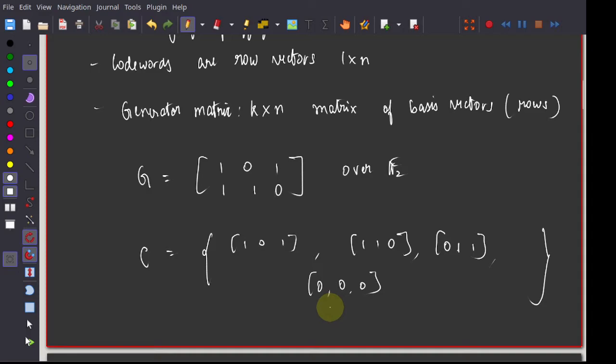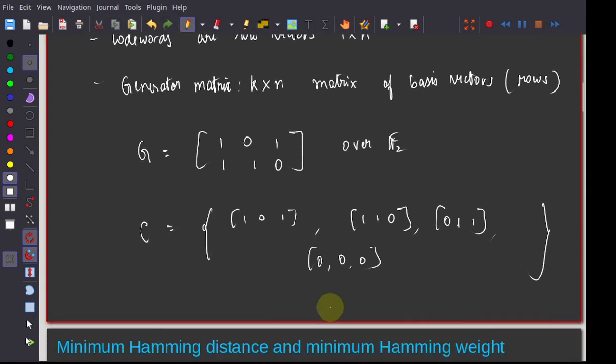So the dimension is k. In this case, what is the dimension? 2. So what is the size of the code book? 2 to the power k, or size of F to the power k. In this case, it is 2 to the power k, which is 2 square.